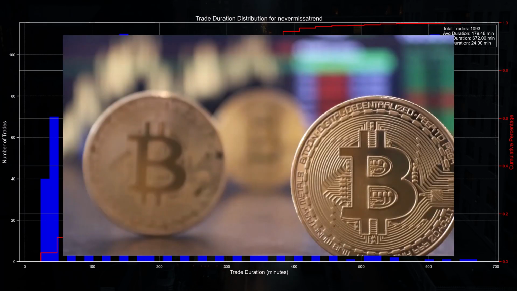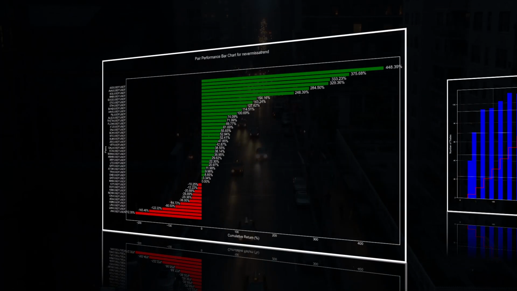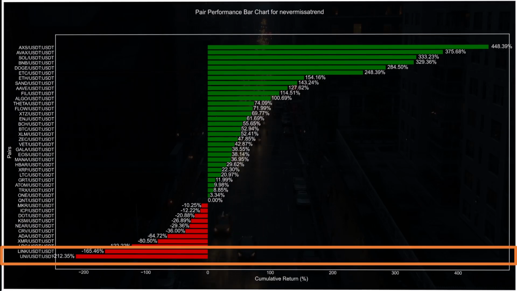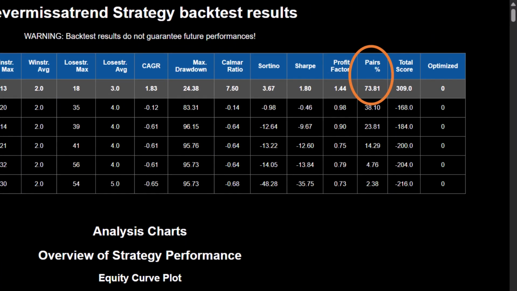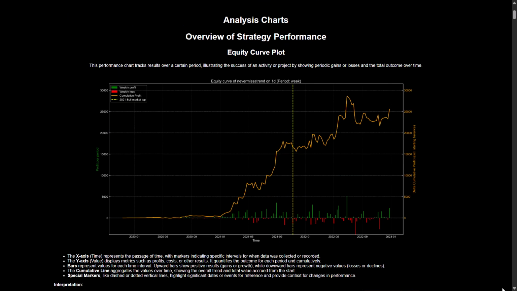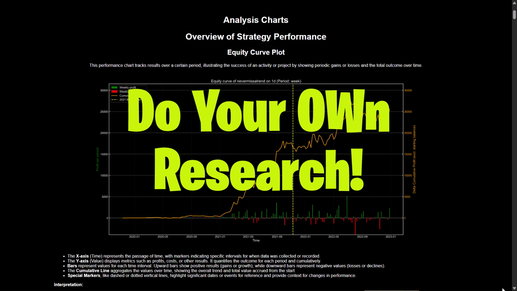If we inspect the crypto pairs used during the backtest, we can find out where the strategy thrives and struggles. Here are some pairs with over 300% returns, but also big losers with over 200% losses. Although 75% of trading pairs favor this algorithm, the main takeaway is that this strategy works best on strong trending altcoins. Not all pairs are suitable. And you will have to find out yourself if your preferred trading pairs will work well with this strategy too.